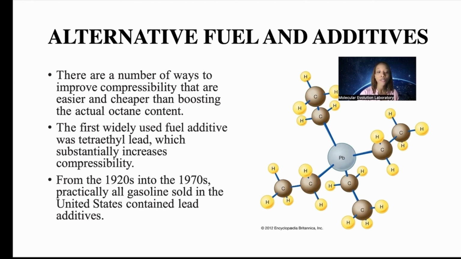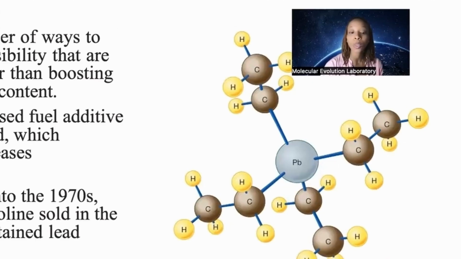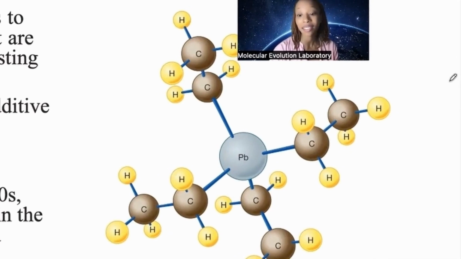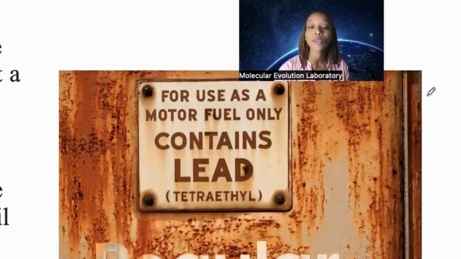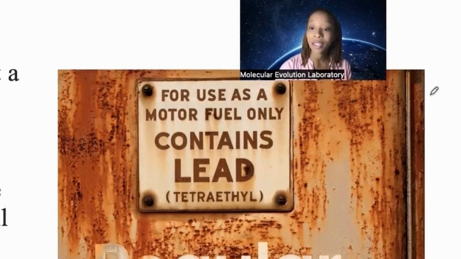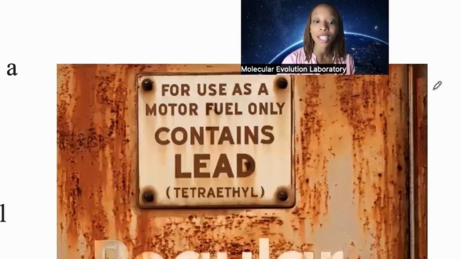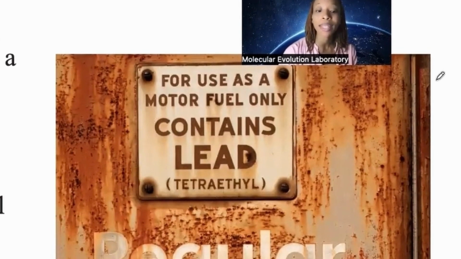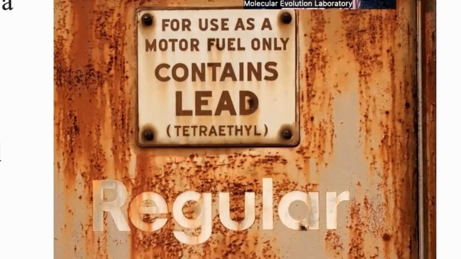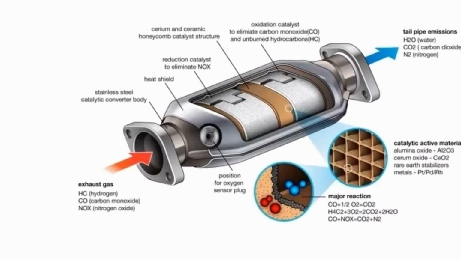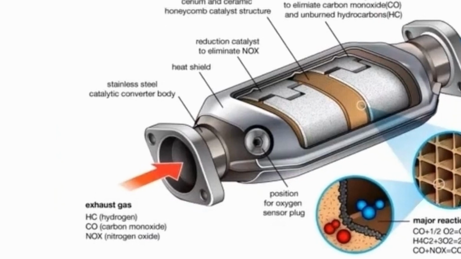The first widely used fuel additive is tetraethyl lead, which substantially increased compressibility. From 1920 to 1970, practically all gasoline sold in the United States contained additive lead, and this is basically the structure. But the increased performance and reduced fuel costs came with a price. Lead is toxic, and most of the lead introduced in gasoline will ultimately be emitted into the atmosphere and settle in soil and water. The final blow to leaded gas came with the introduction of catalytic converters in 1970.